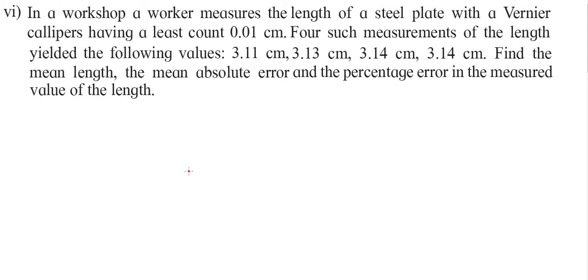In a workshop, a worker measures the length of a steel plate with a vernier calipers having least count 0.01 centimeter. Four such measurements of the length yielded the following values: 3.11 centimeter, 3.13 centimeter, 3.14 centimeter, and 3.14 centimeter. Find the mean length, the mean absolute error, and the percentage error in the measured value of the length. Let us first write down the data given.